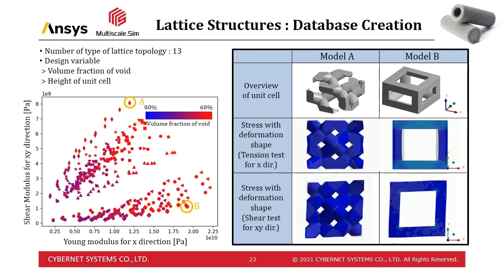The raw material used to construct the lattice is assumed to be titanium. Please note that the material has never been changed. The graph shown at the left is the result of plotting material constants, in which the horizontal and vertical axes are adopted as Young's modulus and shear modulus for the in-plane direction respectively. Different shapes of plot mean differences in lattice topology, and color means the value of porosity in the unit cell.